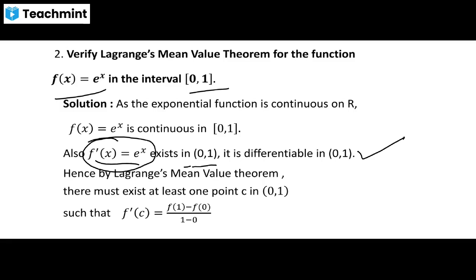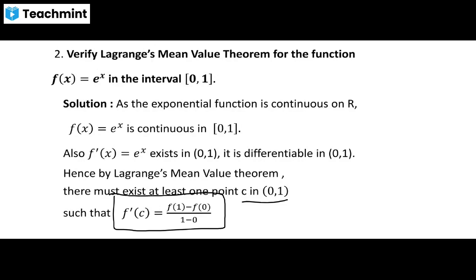For any function, two conditions. First condition is continuity, okay, it is continuous. Second condition is differentiability. Okay, it is differentiable, so according to Lagrange mean value theorem, there must exist at least one point c in the interval 0 to 1 satisfying this condition.